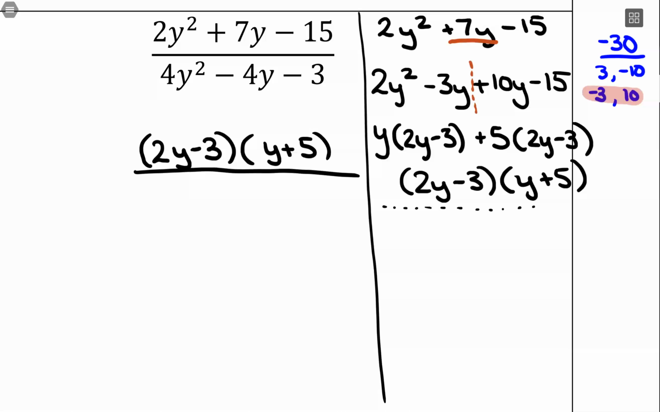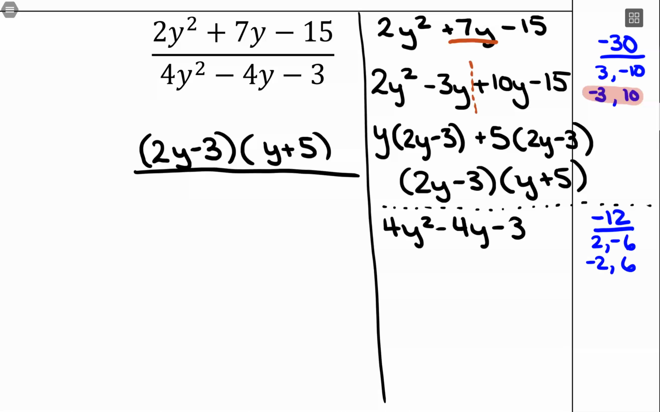And then I'm going to do the same exact thing, but with the denominator. 4y squared minus 4y minus 3. So a times c, 4 times negative 3, which is negative 12. Now I want two values that multiply to negative 12, add up to negative 4. Thinking 6 and 2, let's see, 2 and negative 6, or negative 2 and positive 6. So 2 minus 6 is negative 4, so that's what we want.